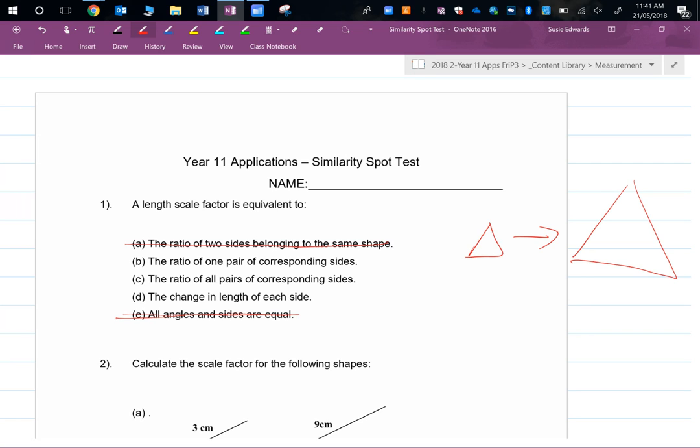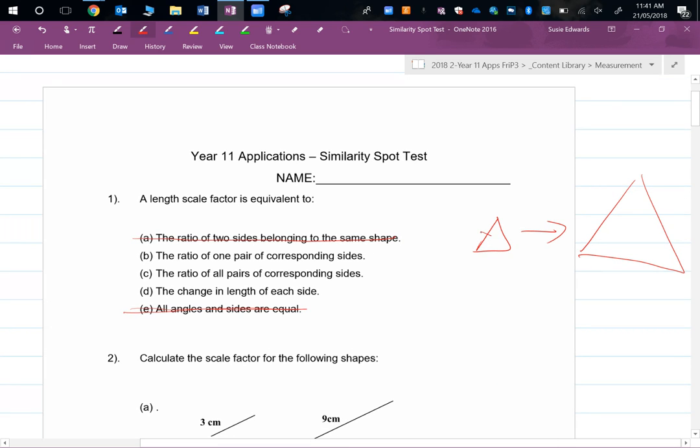All right, so for example, that would mean that I've got this. Is it all about just that one side? No, so it's not that. The ratio of all pairs of corresponding sides. Yeah, it is. And the change in length of each side is not change in length, it's about ratio. So therefore your answer is C. You get 1 mark for C.